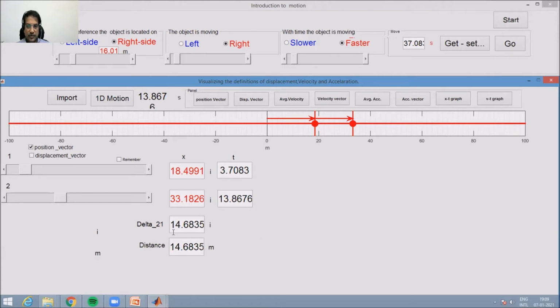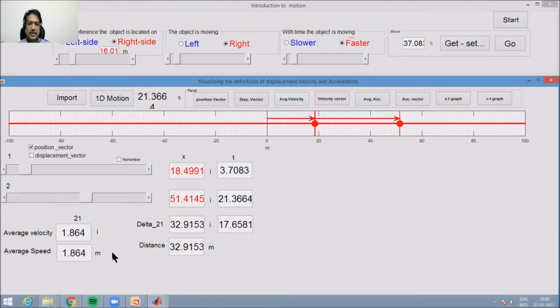So the displacement would be 14.68 i. So this i indicates a vector. For calculation of average velocity though, we need how much time it has taken. It has taken 10.15 seconds. Hence the velocity between these two times is calculated as 14.68 divided by 10.15, which turns out to be 1.44 meter per second. It depends on which interval we take. For example, here the first instance of time is fixed, second is changed, the speed has increased. It depends on the choice of the time interval.